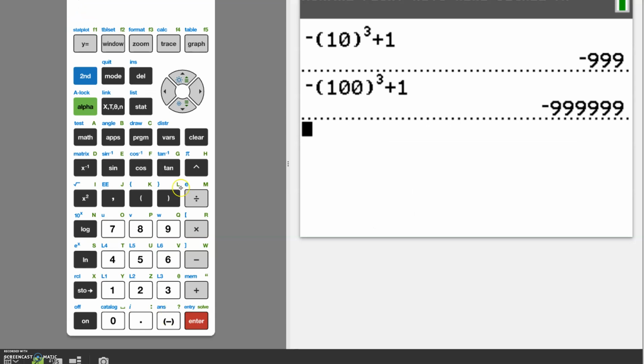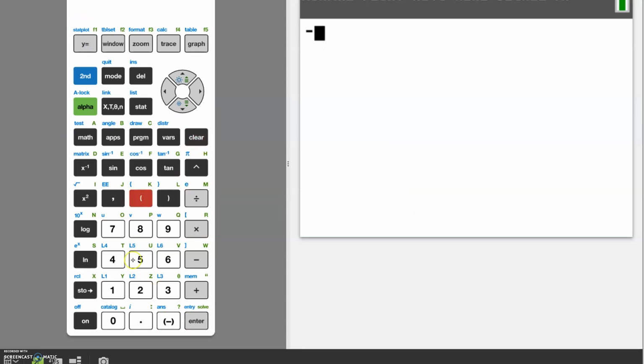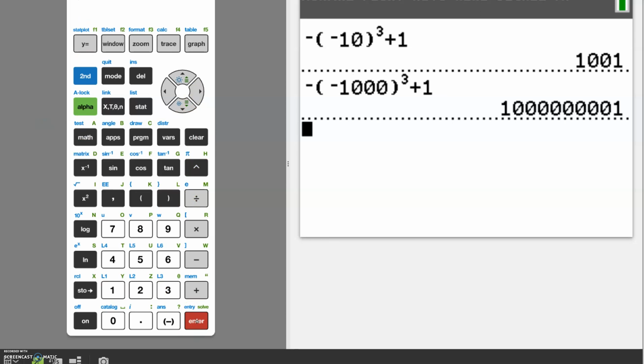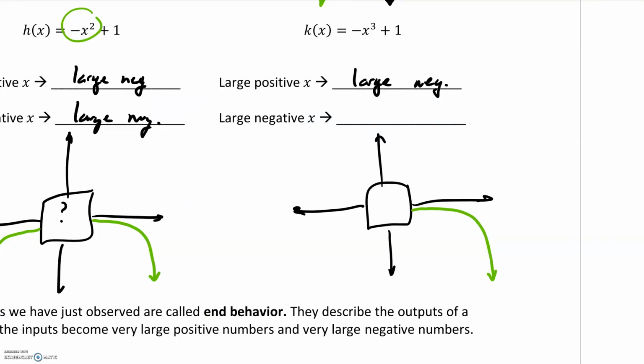What happens when I put in a large negative input? Oh, I get a positive output. It looks like, oh, we'll go to 1,000. We'll skip 100. We're going to cube that and then add 1. Look how big. It's a very large positive output. So if I come over here, a very large negative input is giving me a large positive output. What's that graph going to look like? It's going to look like this.